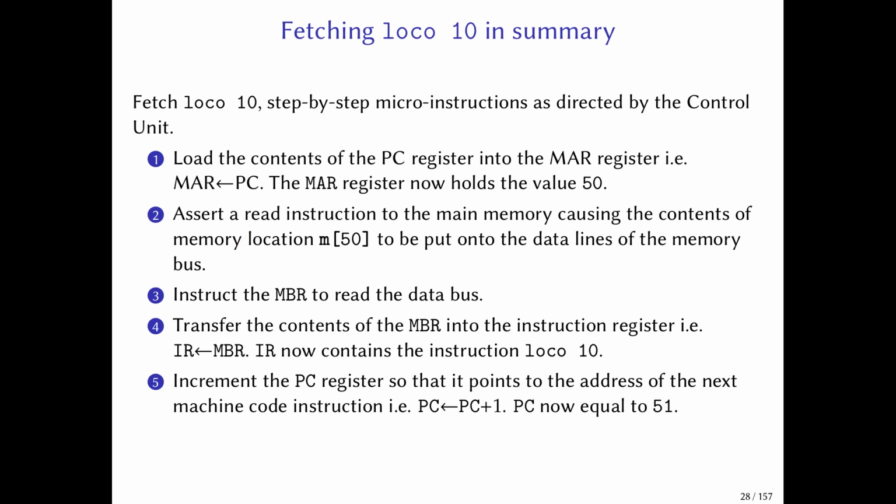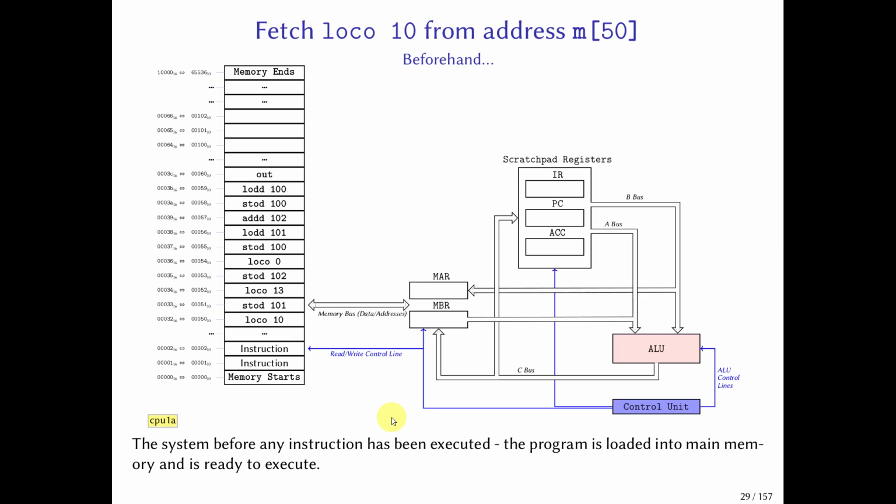Then step 3, instruct the MBR to read the data bus, and step 4, transfer the contents of the MBR into the instruction register. So the instruction register will now contain the instruction loco 10. And then finally increment the PC register so that it points to the address of the next machine code instruction, so PC will now take the value of PC plus 1. All of that seems quite overblown, but actually when we see it illustrated, it's not so bad.